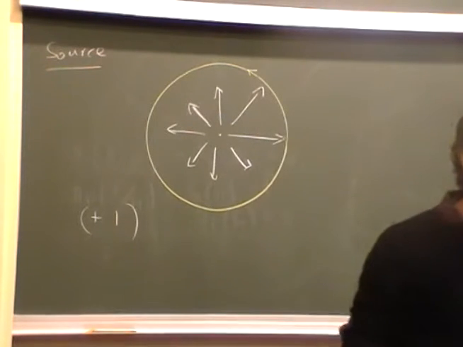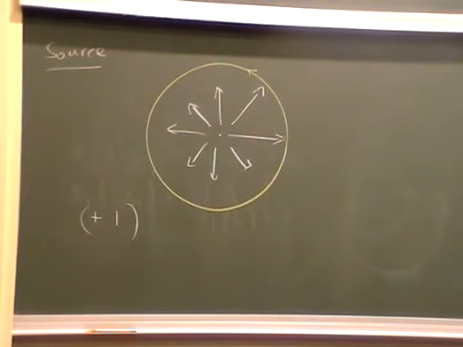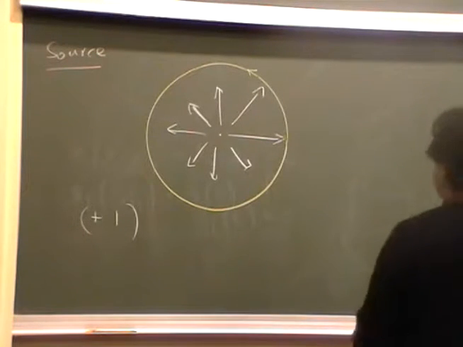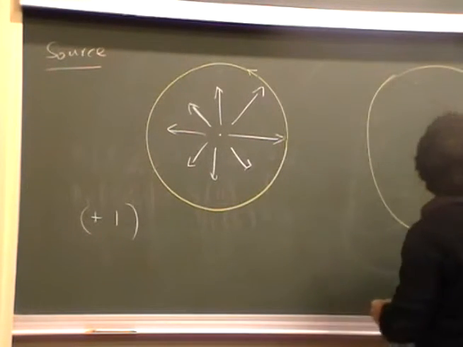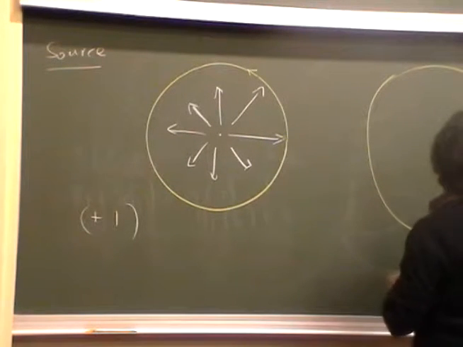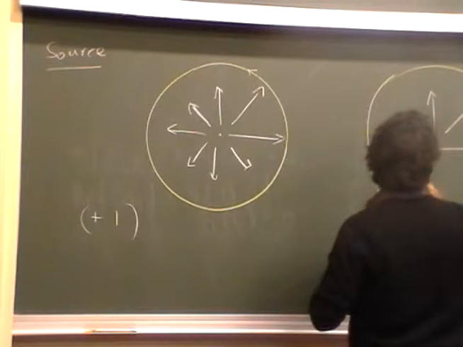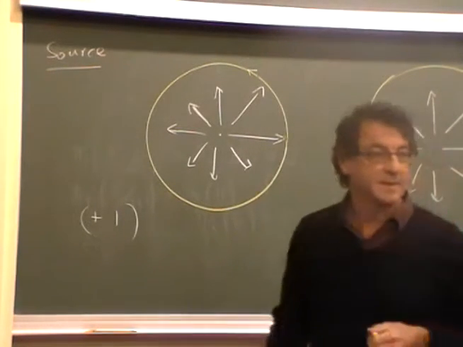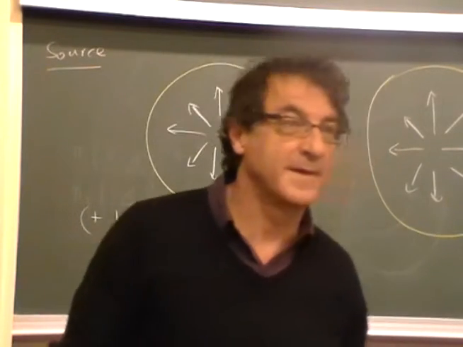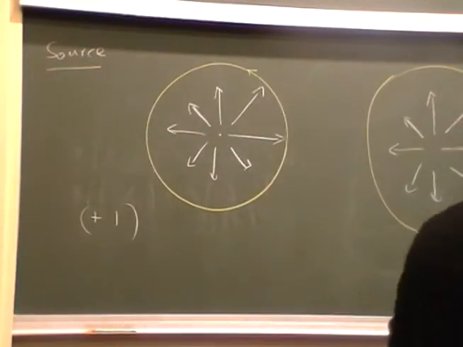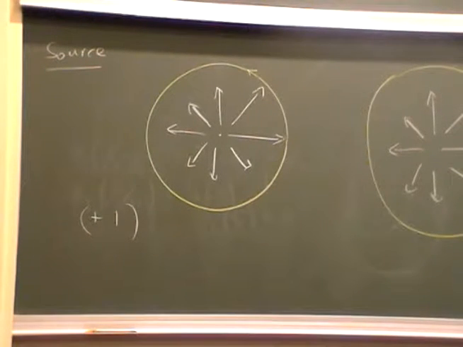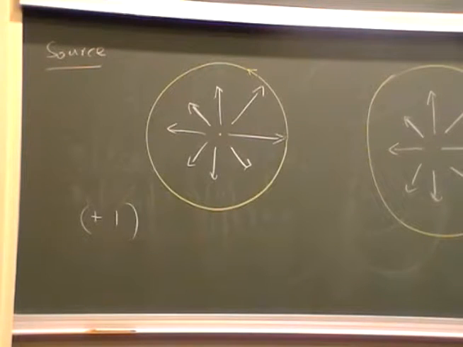Does it depend on the sense of the loop? So let's do it this way. What do you get? Do you get plus one or minus one? How many vote for plus one? How many vote for minus one? Got to vote. Let's do it again. How many vote for plus one? How many vote for minus one? Okay. Let's look at it.